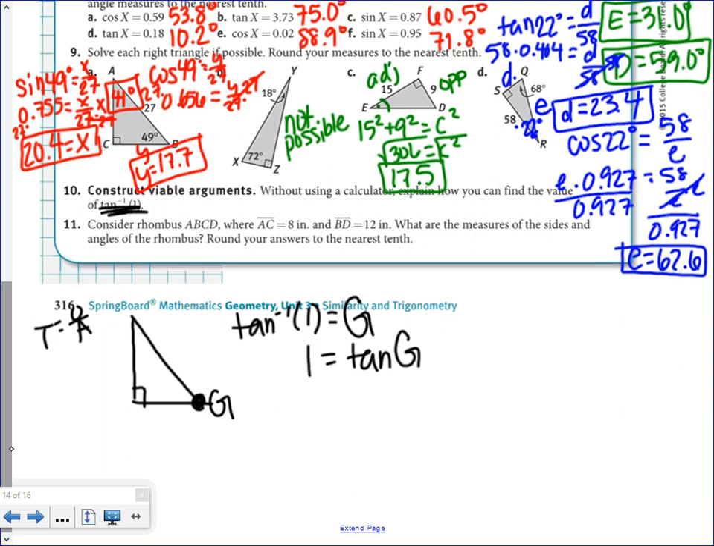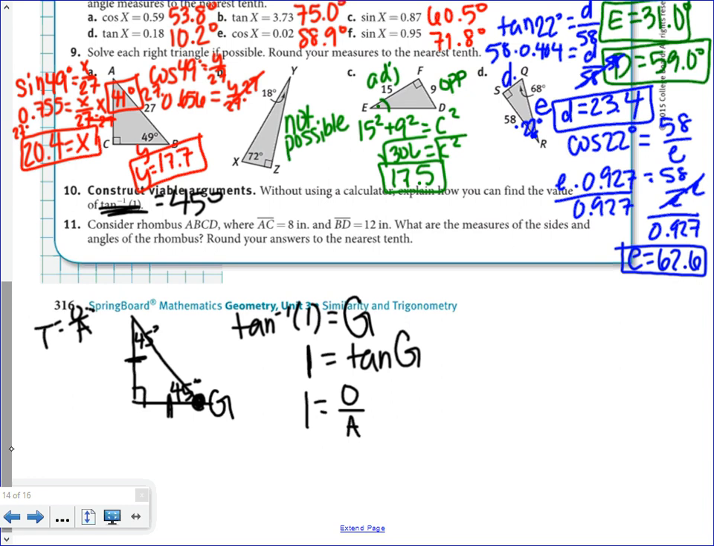Tangent, we just said, was opposite over adjacent. So 1 is equal to our opposite over our adjacent. So what that means, our opposite and our adjacent are the same thing, because when you divide them, you get a 1. So what that means is that our legs are congruent. And so this must be a 45-degree angle, and this must be a 45-degree angle. And so that's how I can find the value of tangent inverse. I know it must be 45 degrees because my opposite over adjacent have to be the same thing.